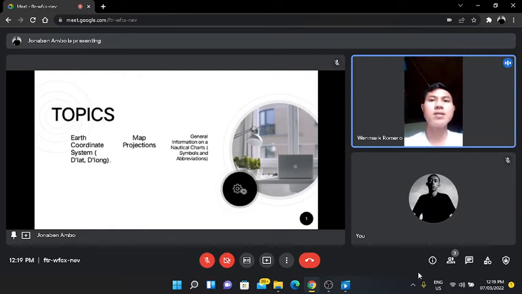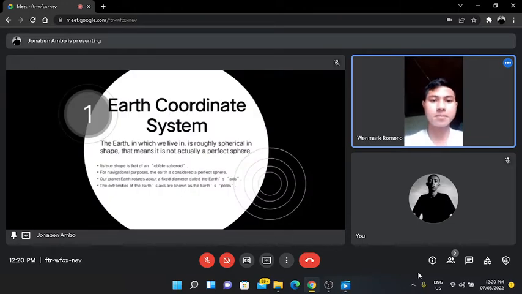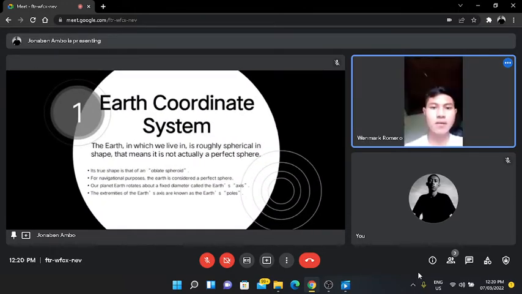So the topics are about the Earth Coordinate System, DLAT and DLONG, map projections, and general information on nautical charts, symbols and abbreviations. So the first topic is all about the Earth Coordinate System.